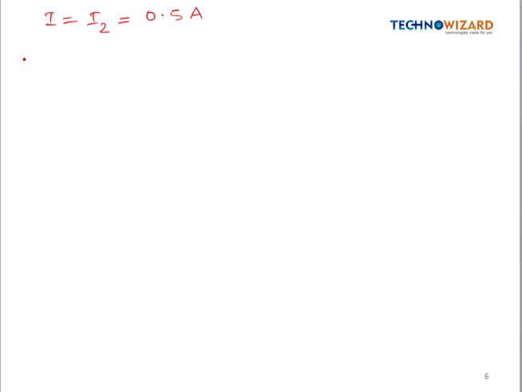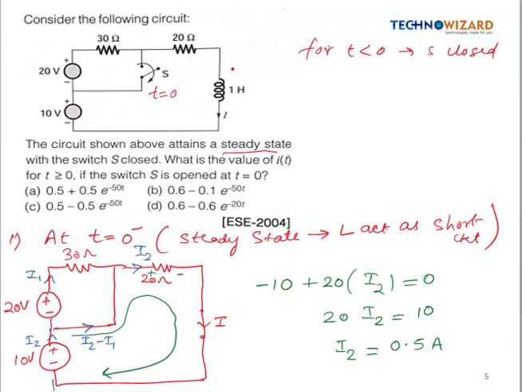So we can write it like that: I0 negative is equal to I0 positive is equal to I of 0, because this is the current flowing through the inductor for t less than 0, which is equal to 0.5 ampere. I0 negative is equal to I0 positive because inductor does not allow the sudden change in current, right? Because for changing the current suddenly in the inductor we need an infinite amount of voltage, which is not possible. So that's why inductor does not allow the sudden change in current.